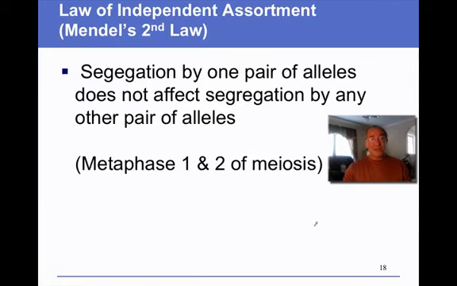Mendel's second law, his law of independent assortment, says that segregation by one pair of alleles, in other words the A's, does not affect segregation by any other pair of alleles, in other words the B's. So you can do what you like with one and it doesn't affect the other, and the reason for this is that they're on different chromosomes. As long as those 2 different pairs of alleles are on different chromosomes, then Mendel's second law is true.